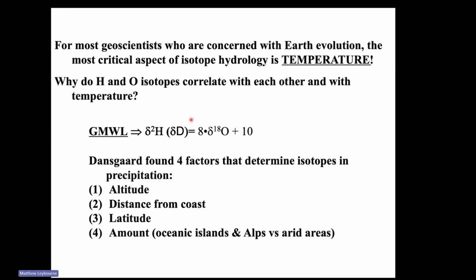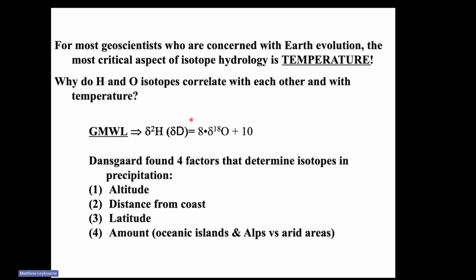So for most geoscientists who are concerned with Earth evolution, the most critical aspect in isotope hydrology is temperature. So why do the hydrogen isotopes correlate with each other and with temperature? Again, the global meteoric water line is delta 2H or delta D equals 8 times the oxygen isotope value plus 10. And so Dansgaard, whose first name I also forget, but I'm sure Bob knows it, found 4 factors that determine isotopes in precipitation.